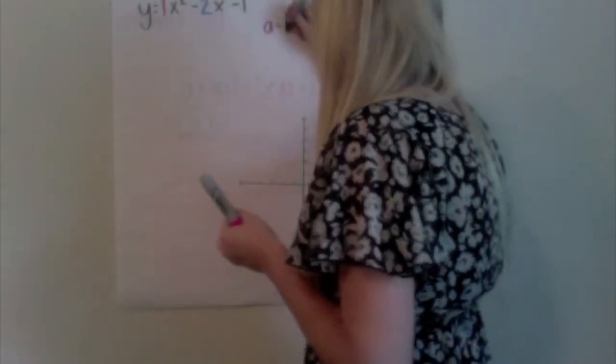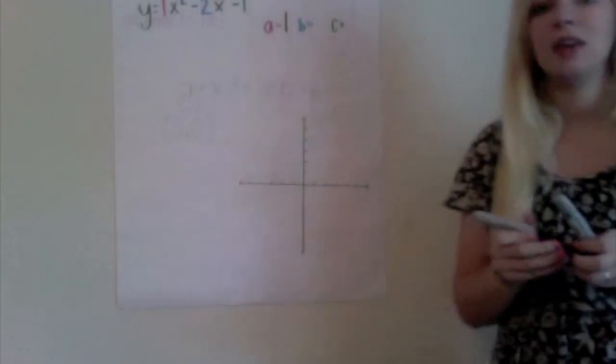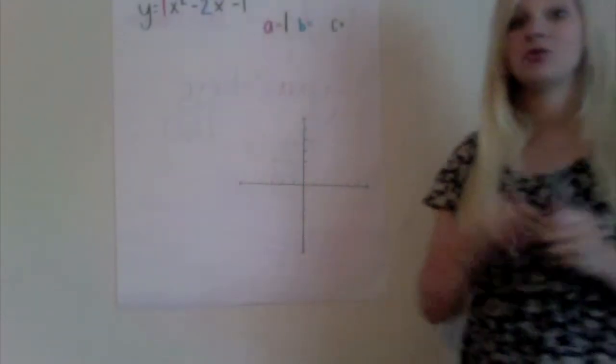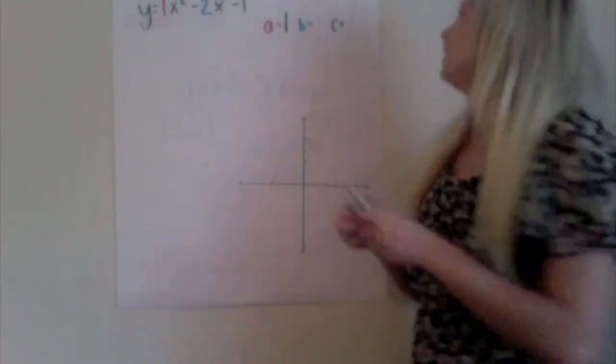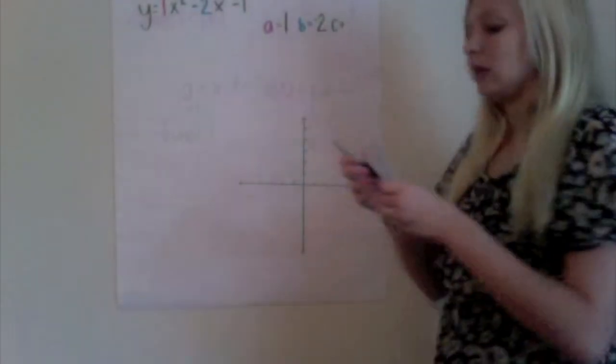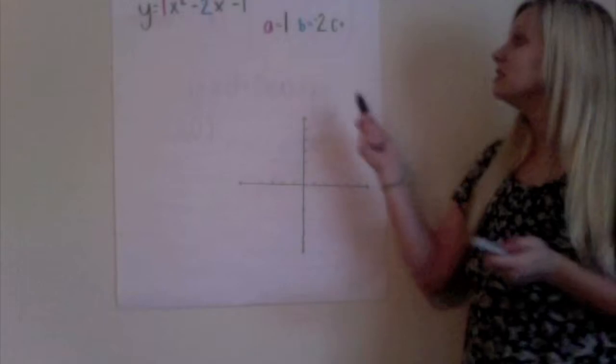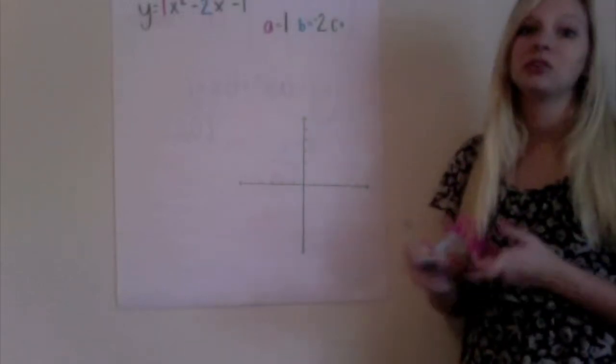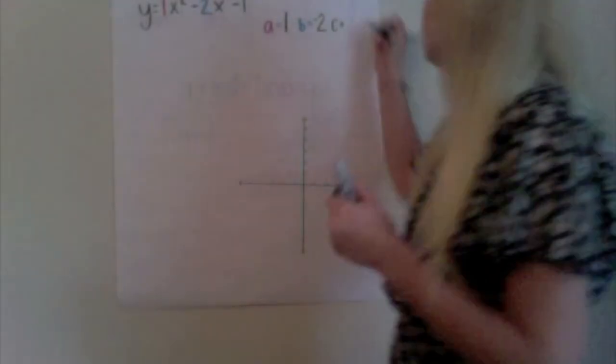Now, what is in front of our x? In this case, it's a minus 2. So our b is going to be negative 2. Now, one last one. We have our c at the end, which is minus 1, so that means our c is negative 1.